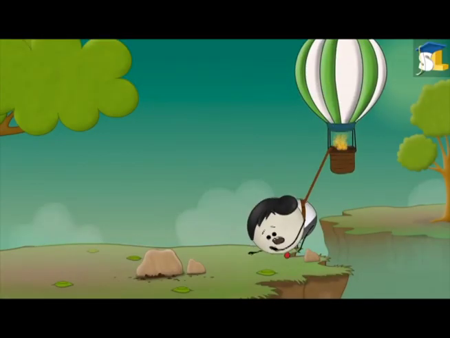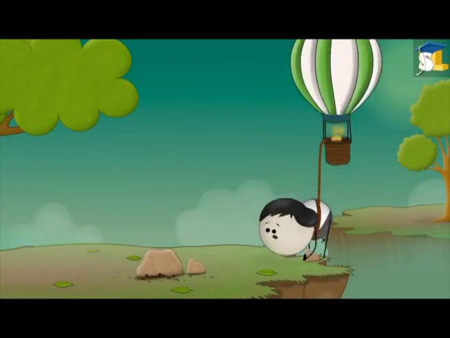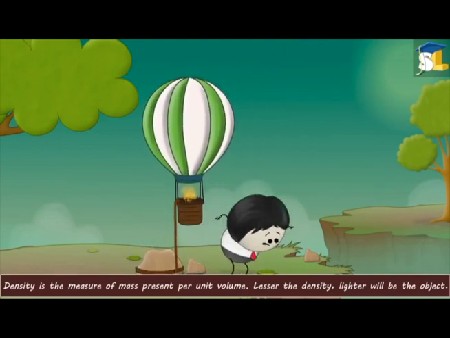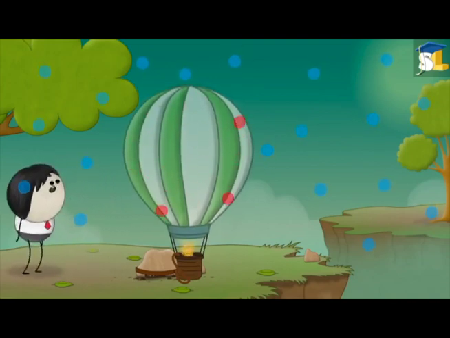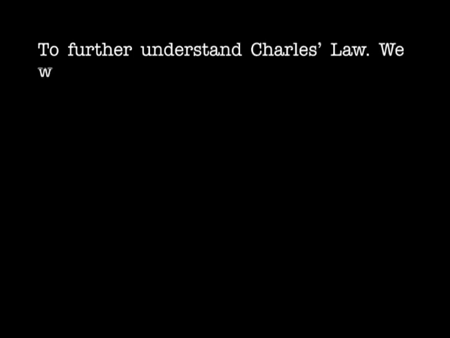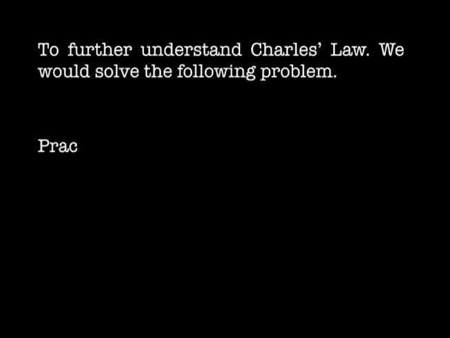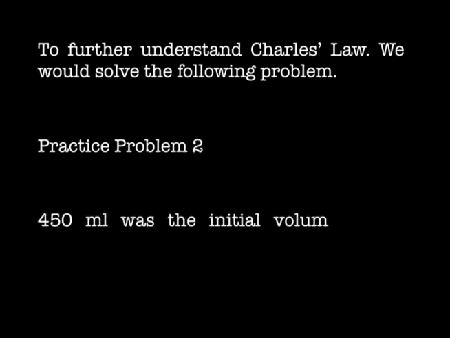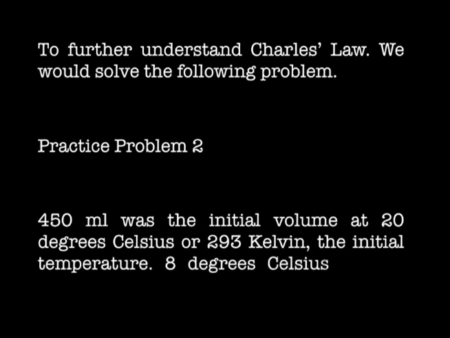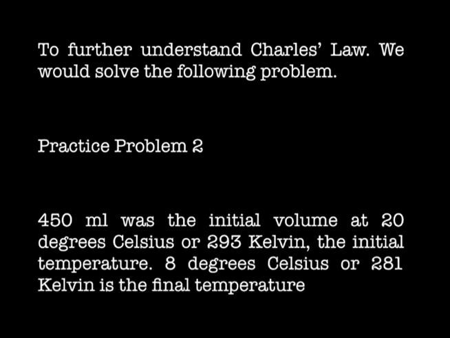A real-life example of Charles' law being followed is a hot air balloon. The burner in the hot air balloon heats the gas, thus increasing the volume, which is visible by the increase in size of the air balloon itself. To further understand Charles' law, we would solve the following problem. Practice problem number 2. 250 ml was the initial volume at 20 degrees Celsius or 293 Kelvin, the initial temperature. 8 degrees Celsius or 281 Kelvin is the final temperature.